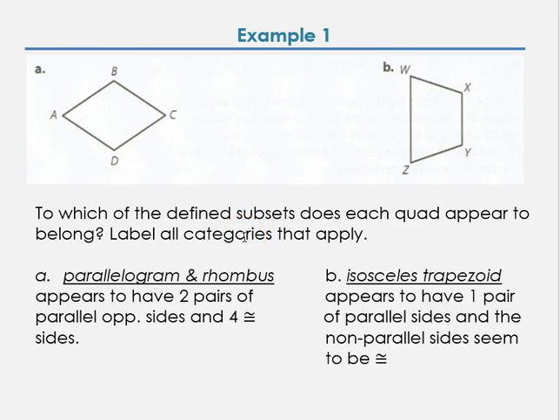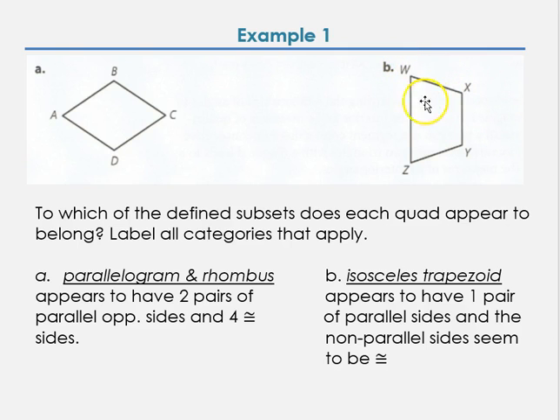they say otherwise. So these are shapes that appear to have, this one, A, appears to have two sets of parallel sides, so we'll call it a parallelogram, and the sides appear to be the same length. So this would be a parallelogram and a rhombus. So it would have two pairs of parallel opposite sides and four congruent angles.